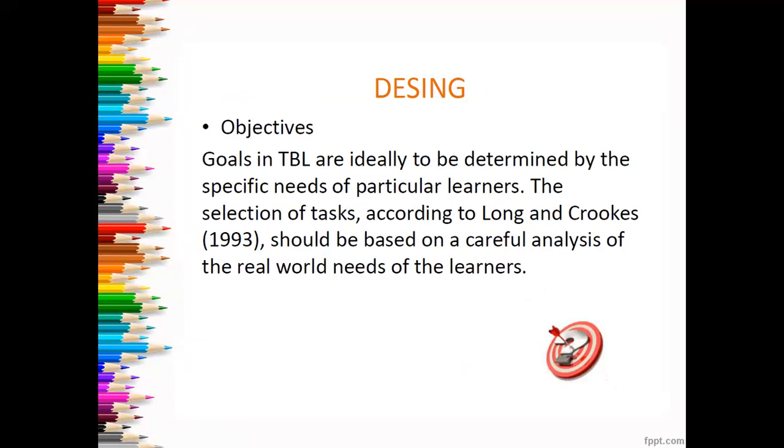Objectives. Goals in task-based learning are ideally to be determined by the specific needs of particular learners. The selection of tasks, according to Long and Crookes, should be based on a careful analysis of the real-world needs of the learners.